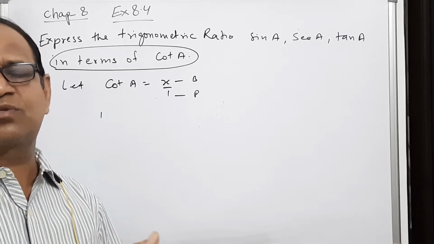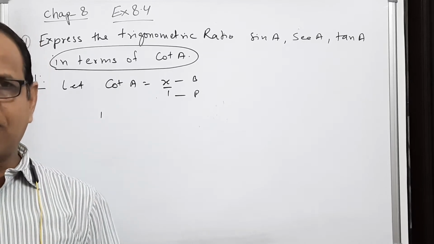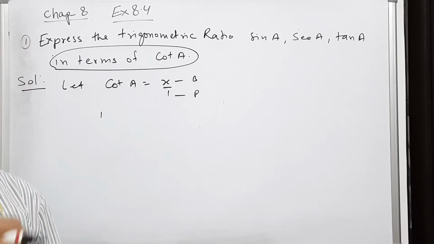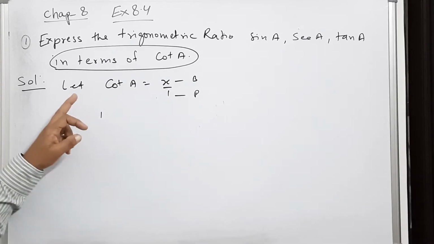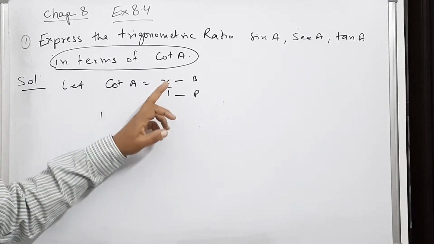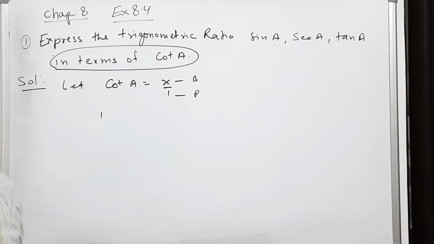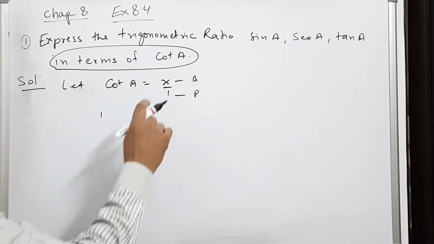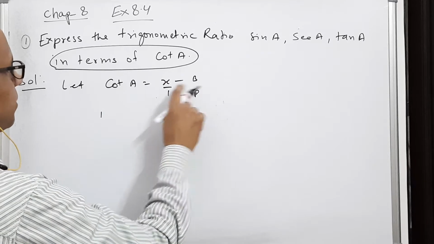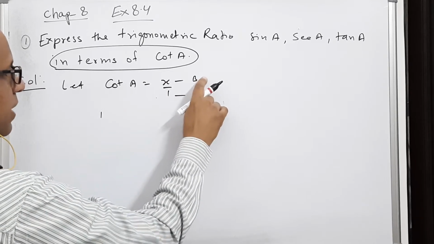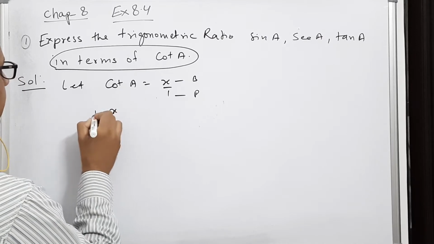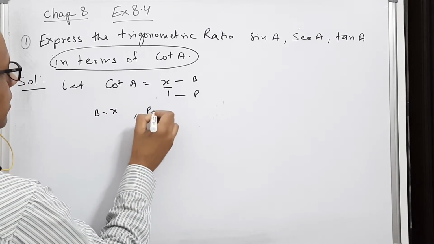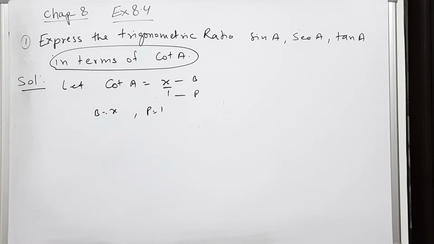Say sin A is twice of cot A, or 3 times of cot A, or 1 upon cot A, or 1 upon root something; that we have to find out. Now see, let cot A be x. Then we write x upon 1. You know cot is base upon perpendicular. So the value of base is x units and the perpendicular is 1 unit.